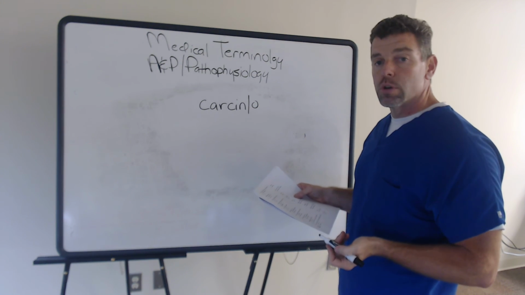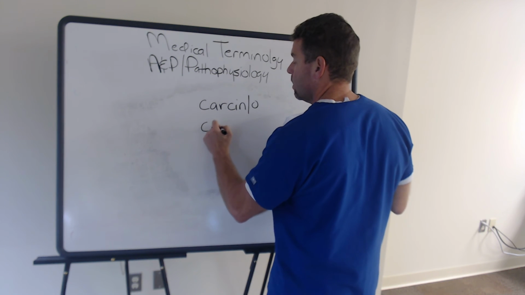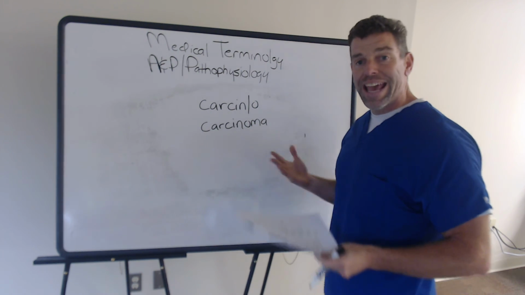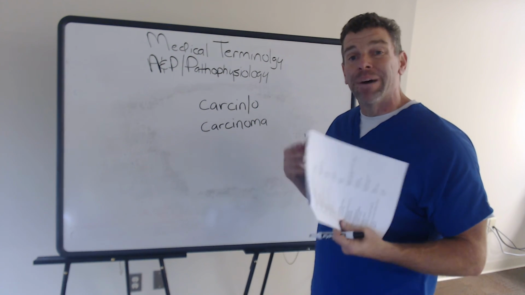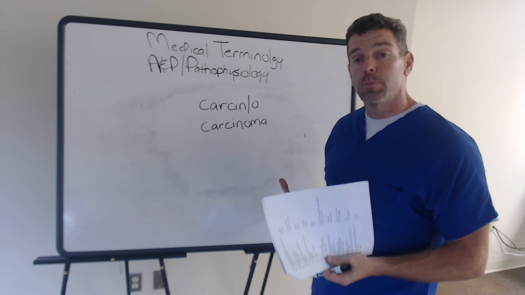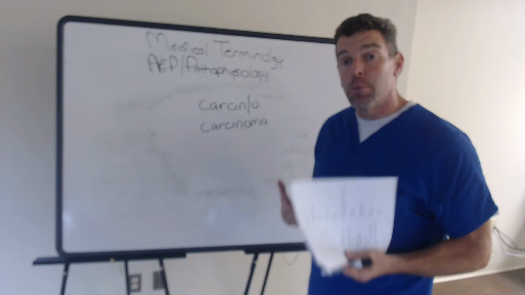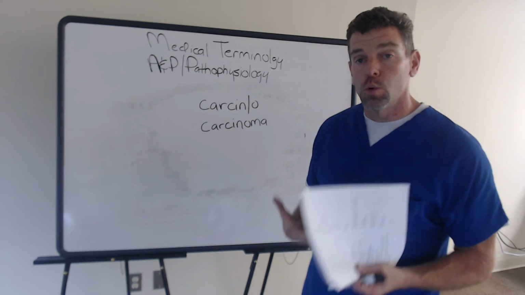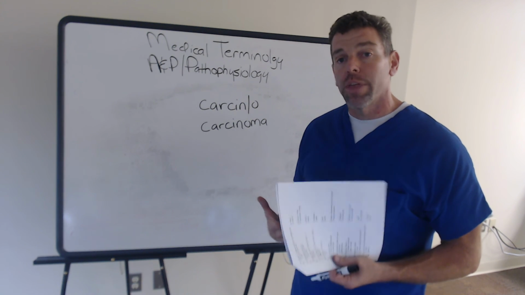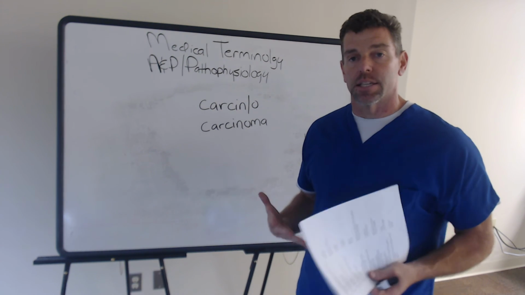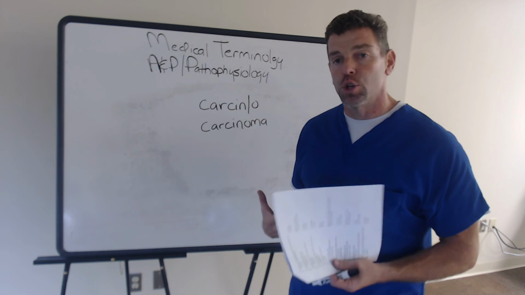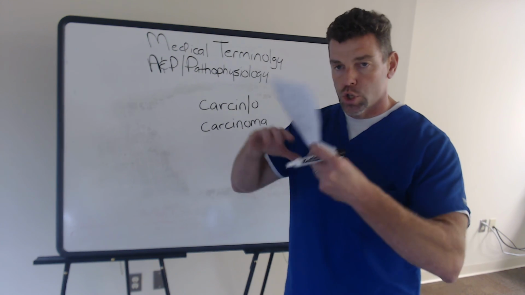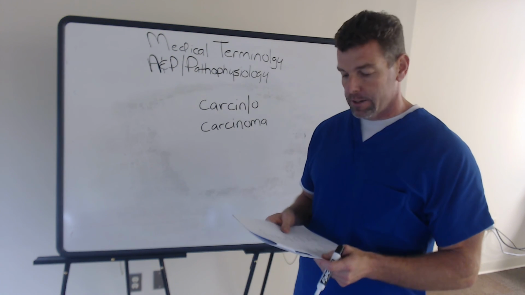Carcino means cancer. Carcinoma would be a cancerous tumor. Malignant means a tumor that is cancerous. Benign means a tumor that's non-cancerous. Malignant tumors typically will spread. We call that to metastasize or metastasis. On the other hand, benign tumors are typically encapsulated in a connective tissue surrounding it, and they do not spread.